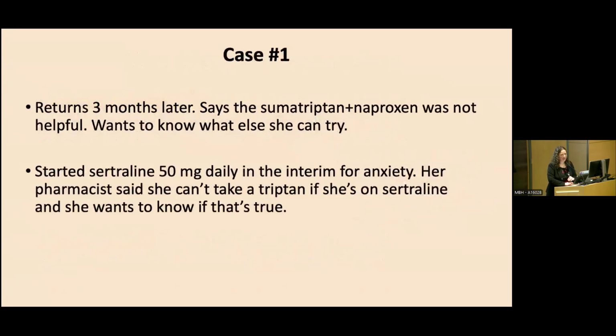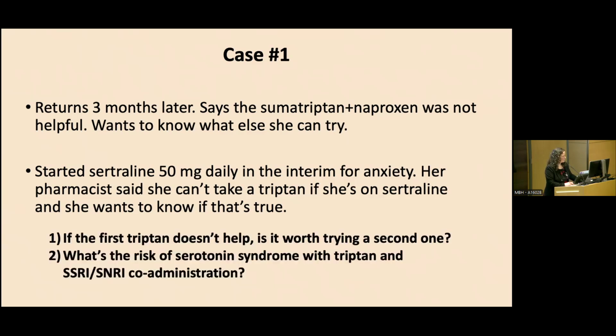All right, so she comes back a couple months later. She has tried that combination and it was not helpful. And she wants to know what else she can try. And in the interim, she has been started on sertraline for comorbid anxiety. And her pharmacist says, hey, you can't use a triptan when you're on an SSRI because you're going to get this problem called serotonin syndrome. And she wants to know if that's actually something to worry about.